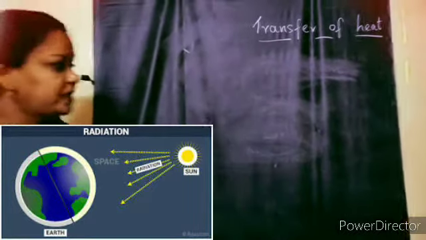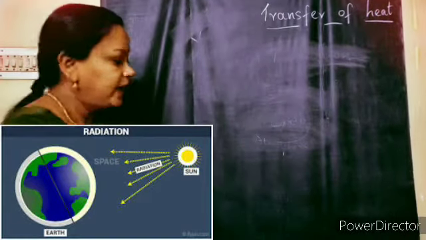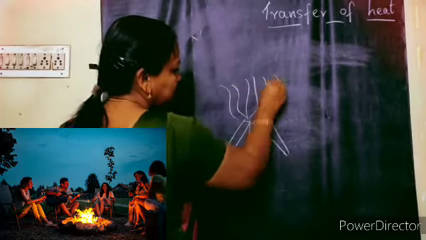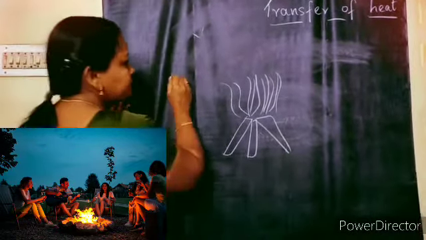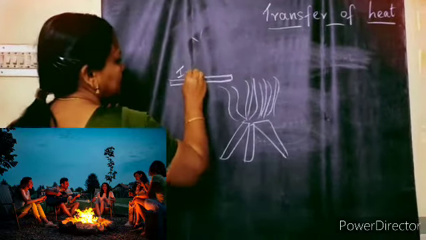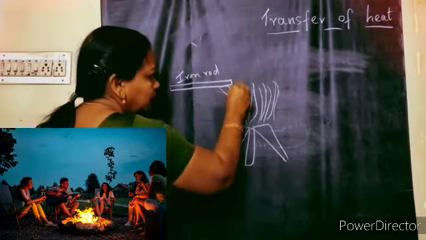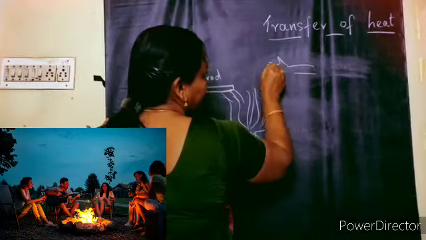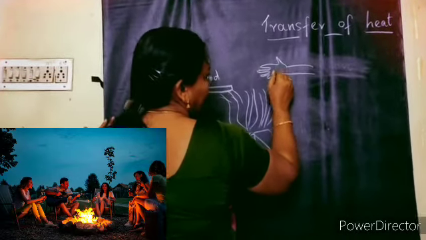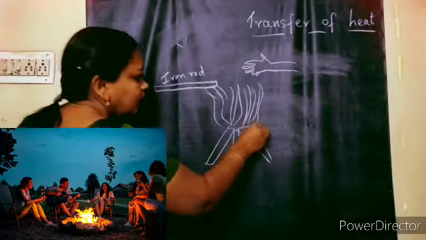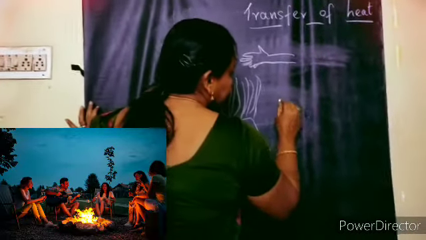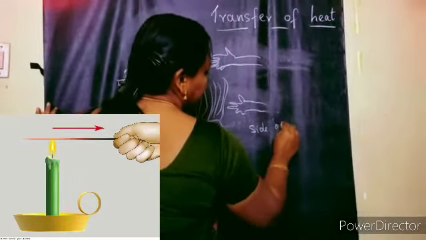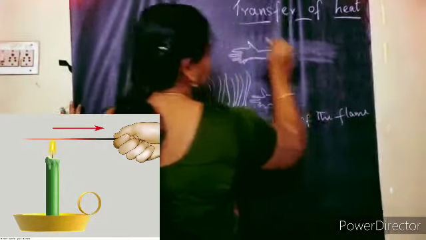Now children, just imagine we are all at a picnic and there is a campfire. One of the children among you brings an iron rod. This is an iron rod, children, and she is keeping it on the flame. You can see that the rod and the flame are in contact with each other. Another child comes and keeps the hand above the flame, not on the flame. And another child is keeping the hand on the side of the flame. This is the side of the flame, and this is the top of the flame.